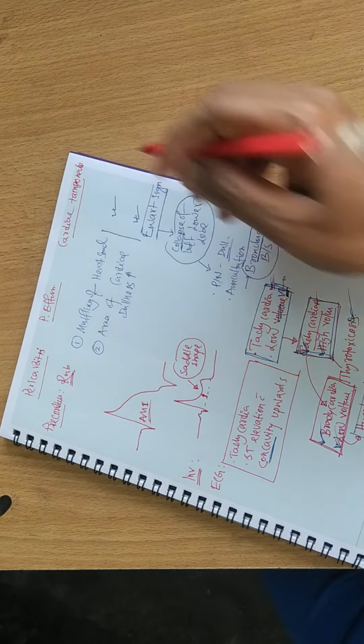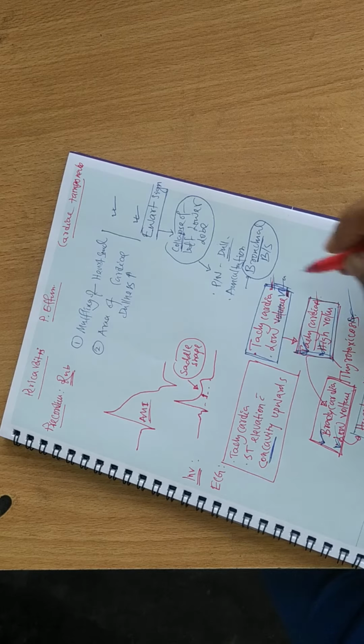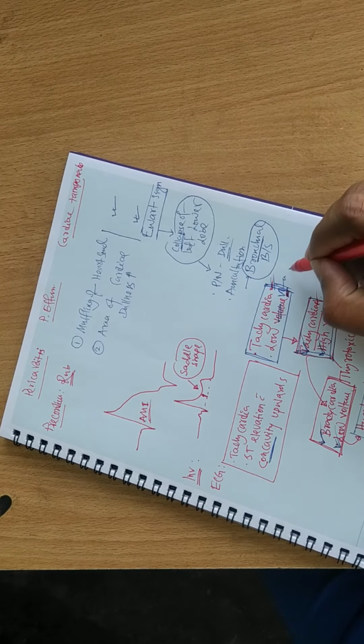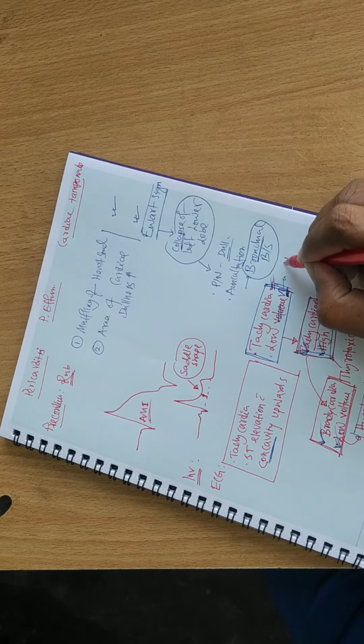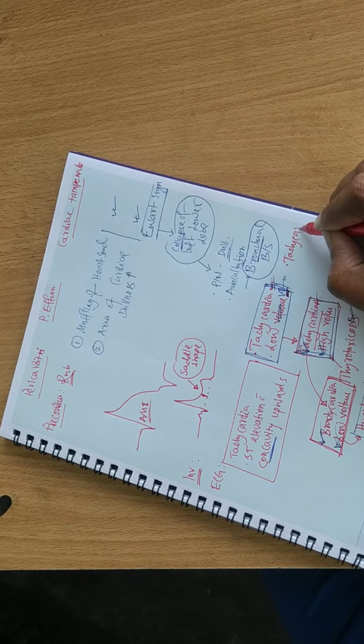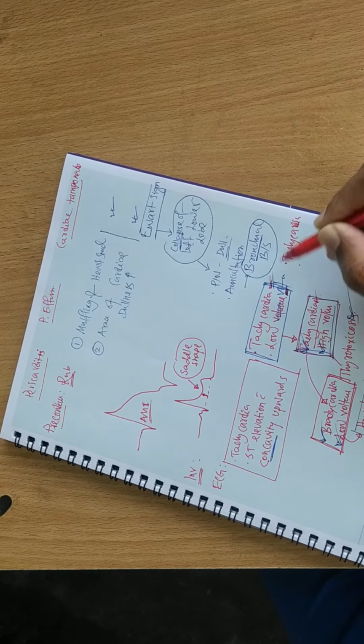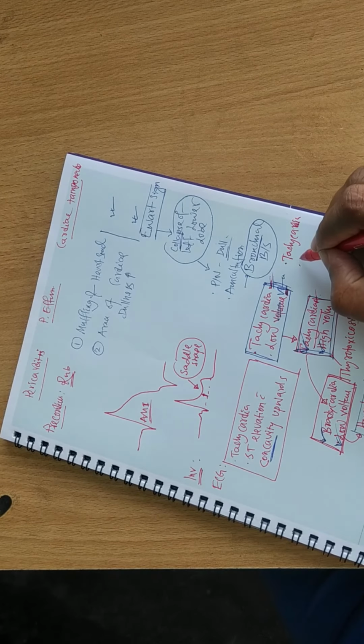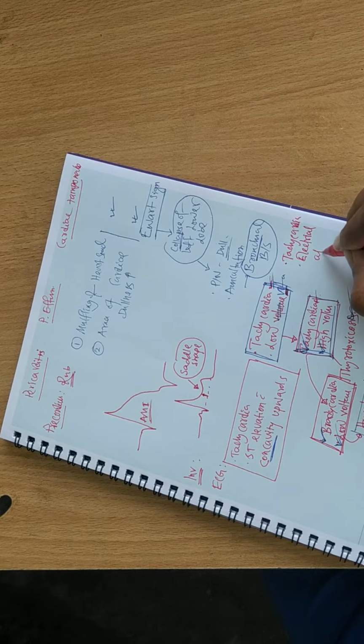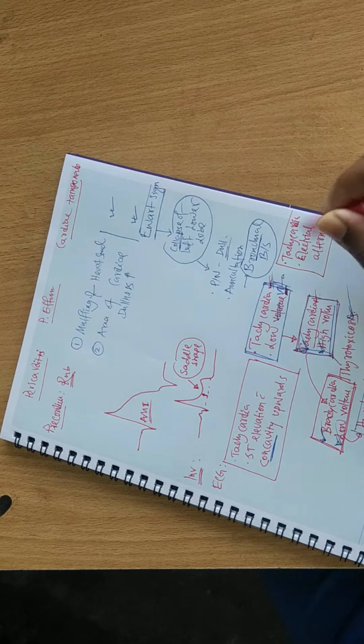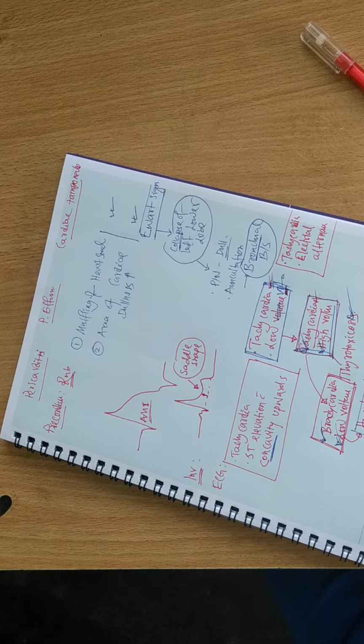Now come to the cardiac tamponade. In cardiac tamponade, there will also be tachycardia. Another important finding you should remember always is electrical alternans. What is electrical alternans? Mind it and look carefully.